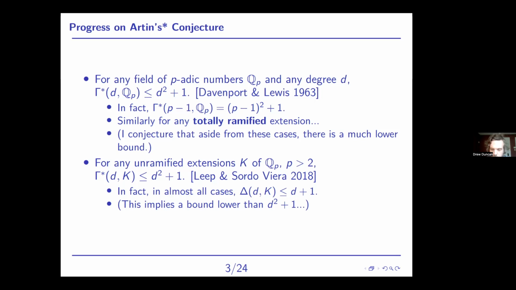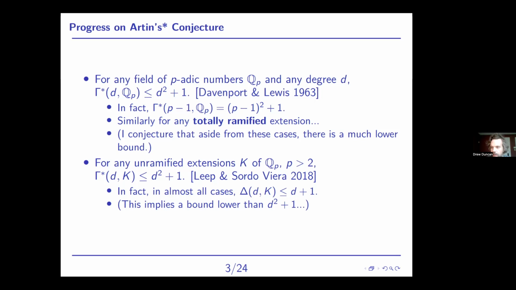In fact, they prove the stronger result that this other function, delta of d, k, is bounded by d plus 1, and this is a function that describes how many variables guarantee the existence of a non-trivial zero if all of the coefficients on those variables are not divisible by p. I might be stating that slightly imprecisely, but that's the basic idea. And with the help of the pigeonhole principle and just a tiny bit more, you get the d squared plus 1 bound from this. So this is stronger.